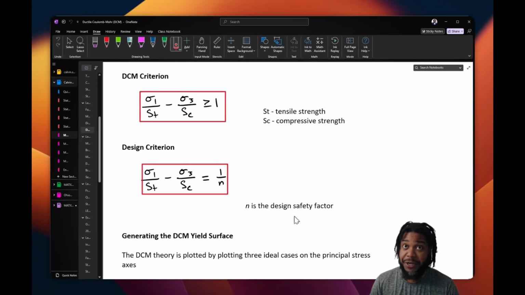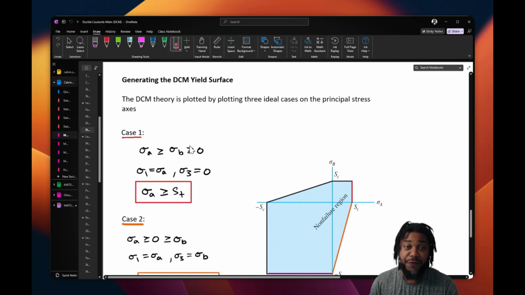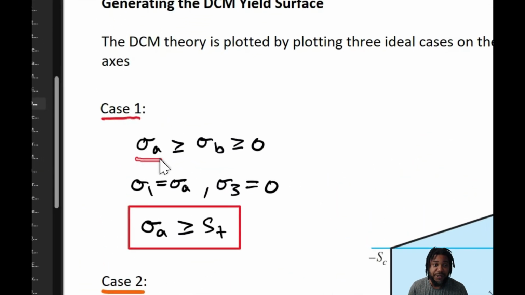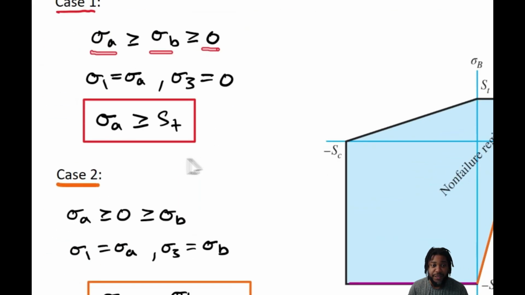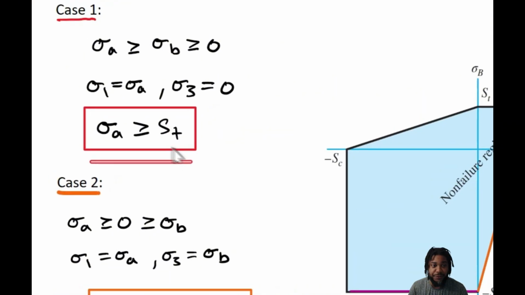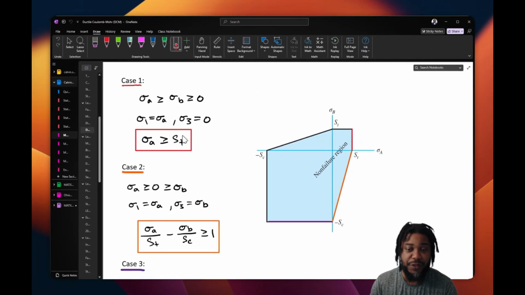Now, generating the yield surface, actually drawing the yield surface for this theory, is fairly similar to the other cases we saw. We will define three cases: a case where sigma A is greater than sigma B, and they're both greater than 0. And we'll find a straight line expression where sigma A, if it's greater than or equal to the tensile strength, then yielding or failure occurs.